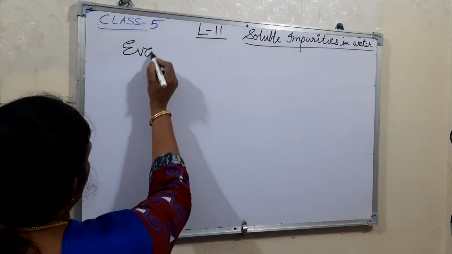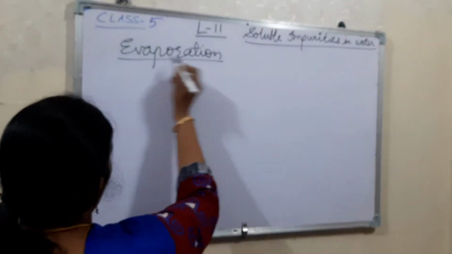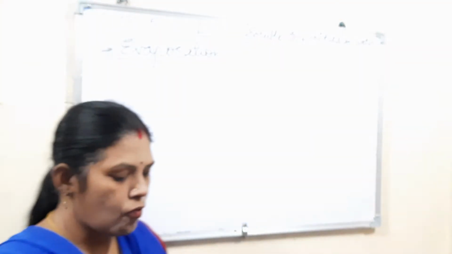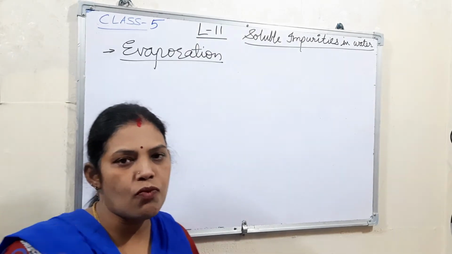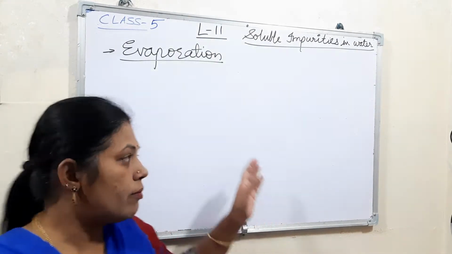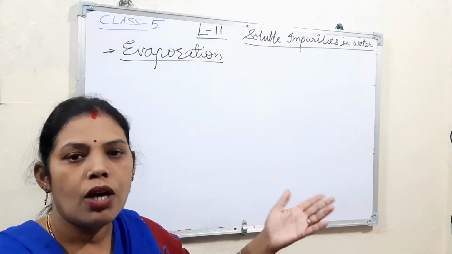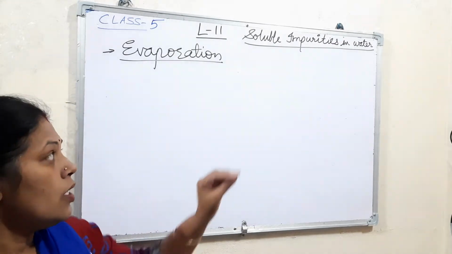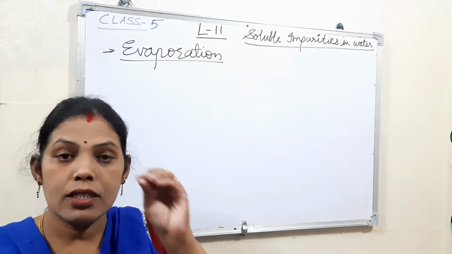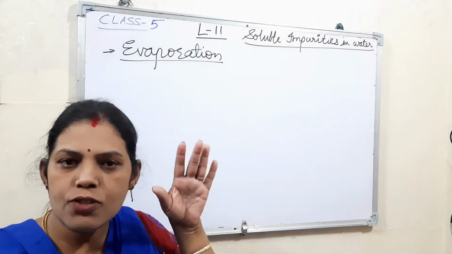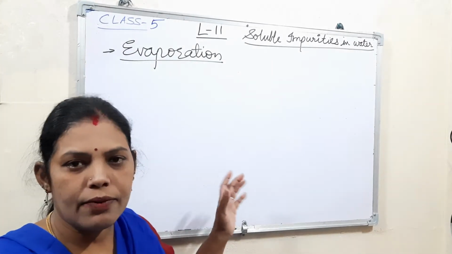Okay, the first method is evaporation. So what is evaporation? Evaporation means that when water boils, it changes into steam. That means water vapor, right? That means when the water changes into water vapor, the water will come out. All the water will come out, and the soluble impurities that were dissolved in it will be left behind, settled down. That way we can remove them.